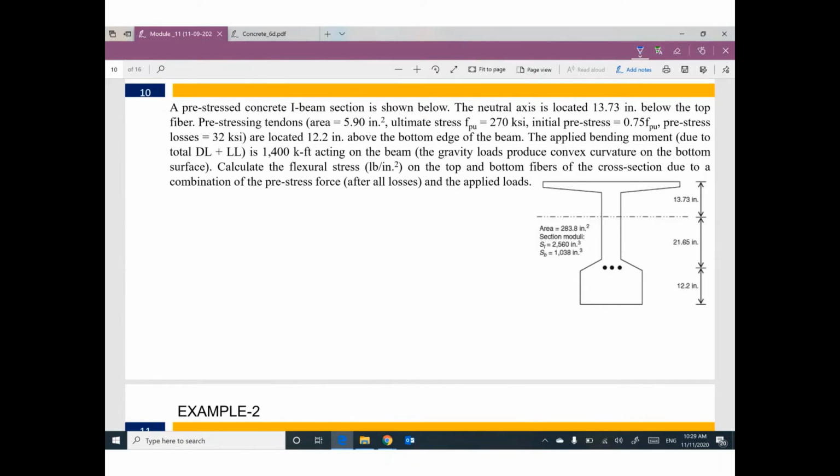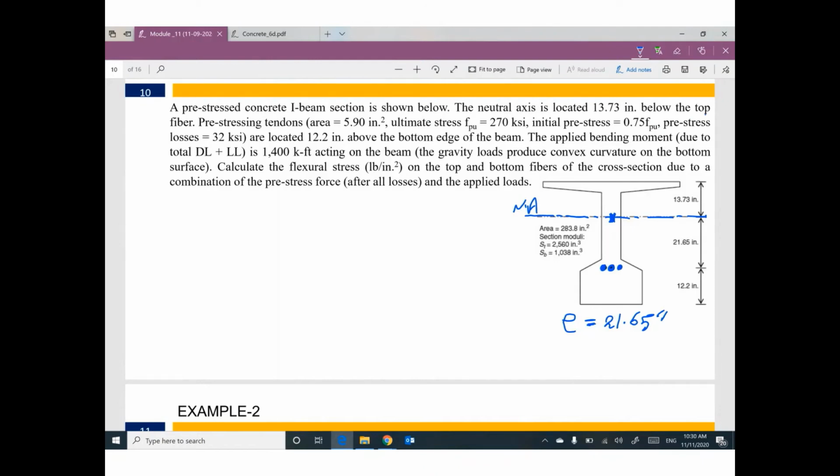The neutral axis is located 13.73 inch below the top fiber. So this one is the neutral axis. At this location, we have the centroid of this cross section. Based on the geometry of this cross section, the eccentricity for the pre-stressing equals how much? 21.65 inch. The distance between the strands, the tendons, and the centroid of the cross section. Do you agree?